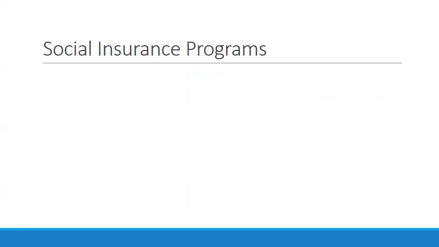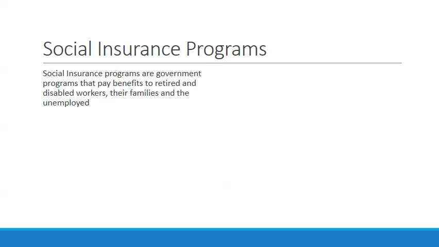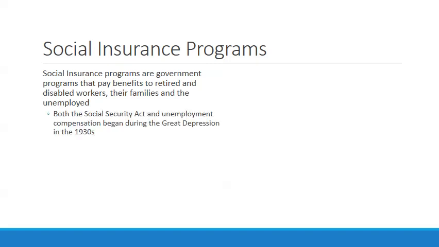Okay, so let's look at the social insurance programs. They're government programs that pay benefits to retired and disabled workers, their families, and the unemployed. So if you've retired, which now we're talking about 65 to 70 years old, these are individuals. Retirement is being pushed back later and later. People are working longer. People who can't work or can only work at certain things because they're disabled. And then, of course, people who can't find jobs, unemployment. So that's who social insurance is benefiting.